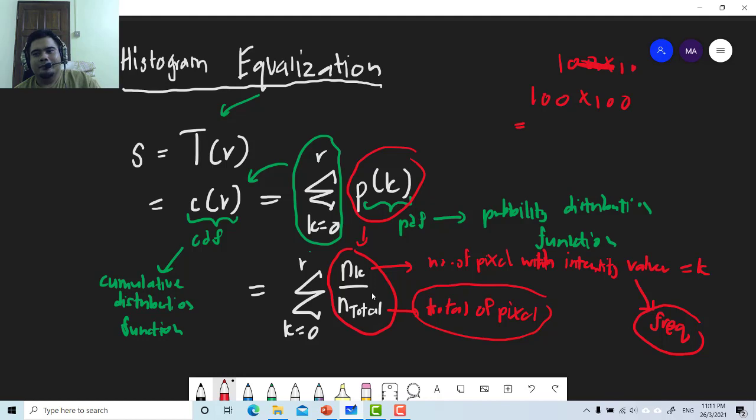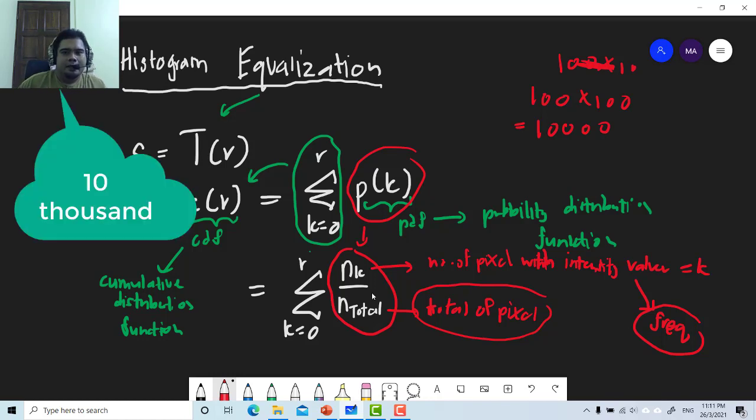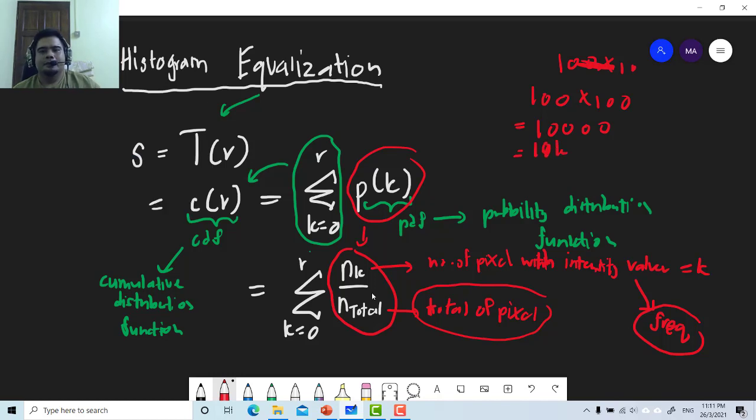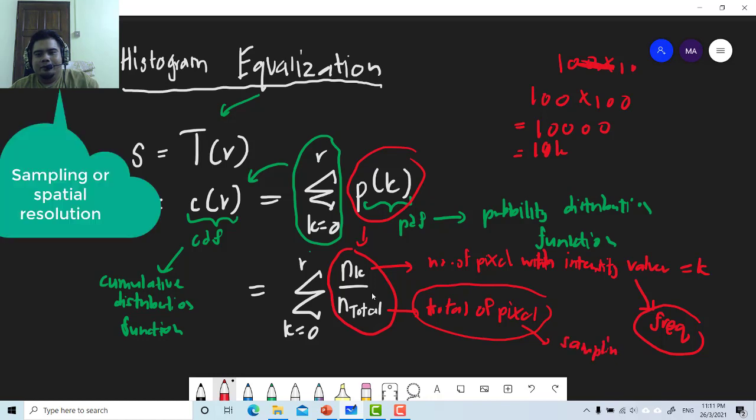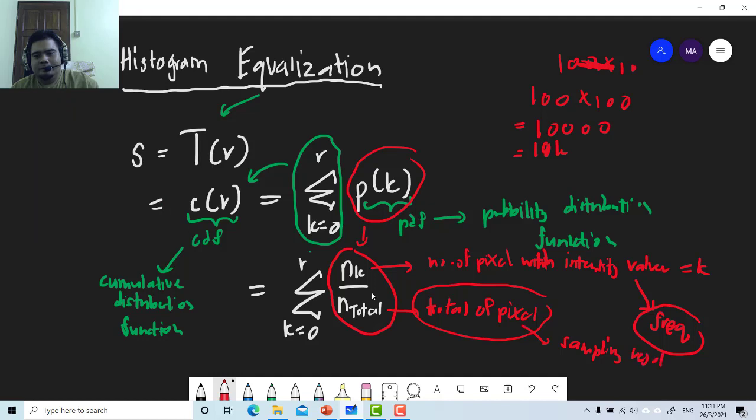So the size of the matrix actually is the sampling resolution, 100 times 100. So it should be, okay, 10k, 10 kilopixels. Okay, so this is what we can consider as your sampling resolution as well, if you want to relate with the previous chapter. So it's not so difficult to count that.